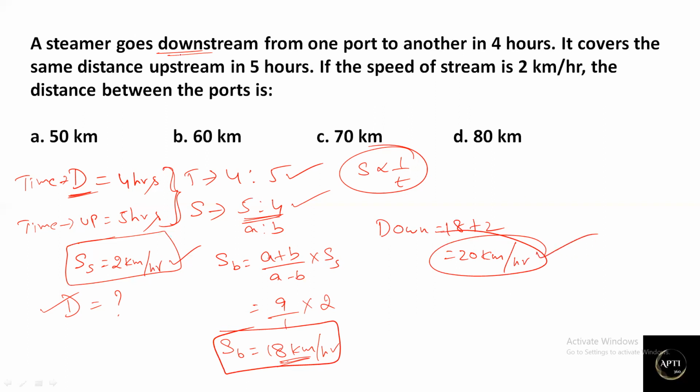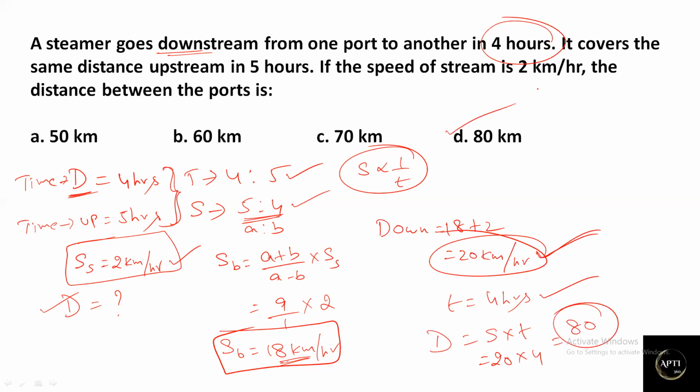If you observe the first line in the question, the steamer goes downstream from one port to another in 4 hours. So time is equal to 4 hours. Now the speed is 20 kilometers per hour downstream and the time is 4 hours. How much distance will it travel? Distance is equal to speed into time, right? Speed is 20, time is 4. What is 20 into 4? 80 kilometers. The distance between the ports is 80 kilometers.